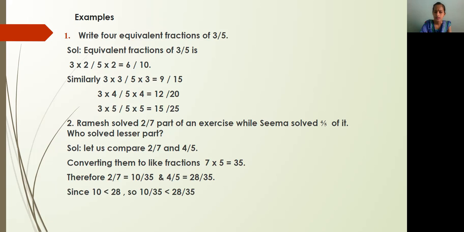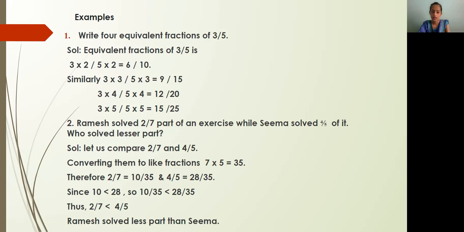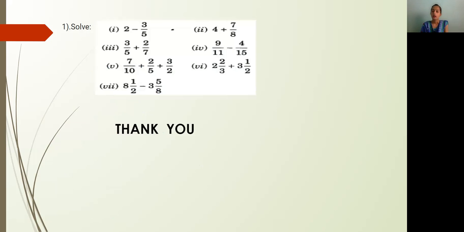Since 10 is less than 28, 10 by 35 is less than 28 by 35. Thus, 2 by 7 is less than 4 by 5. Therefore, Ramesh solved less part than Seema. Okay? I think you all should have understood.